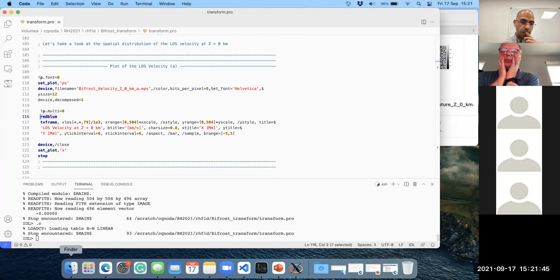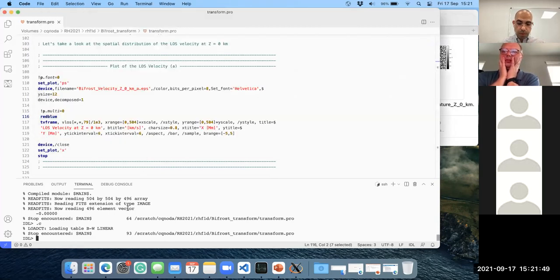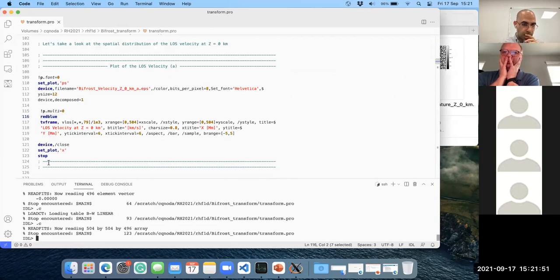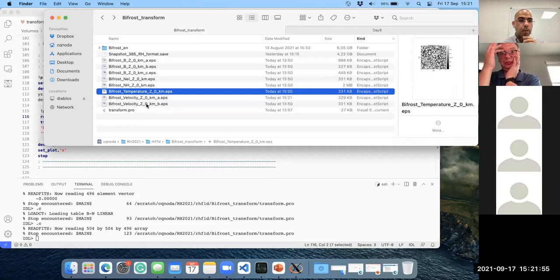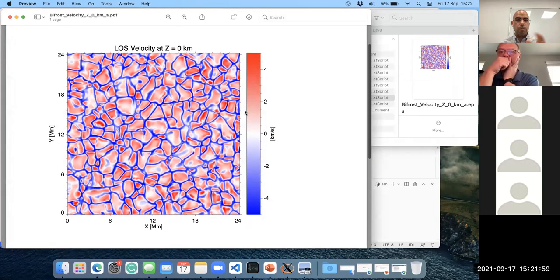Okay. So then let's see how it looks. Just let me continue. This finishes in 123. Okay. So then the Bifrost velocity is the one. So you can see how it looks. Again, we have that it is familiar.